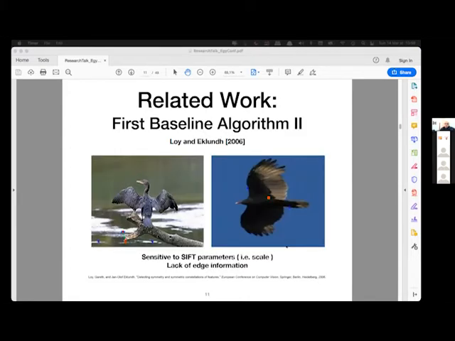The issue with this method is that it is very sensitive to the SIFT feature extraction, for example the scale, and it doesn't take edge information into consideration. As we see here, the SIFT found only these points. In this one, he found symmetry here only because he has very few points, and he already concluded that the symmetry is just one point.